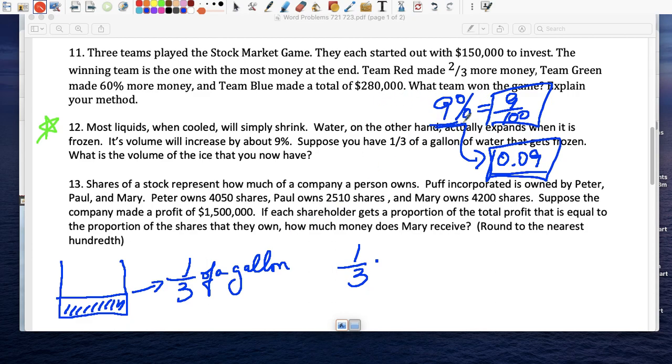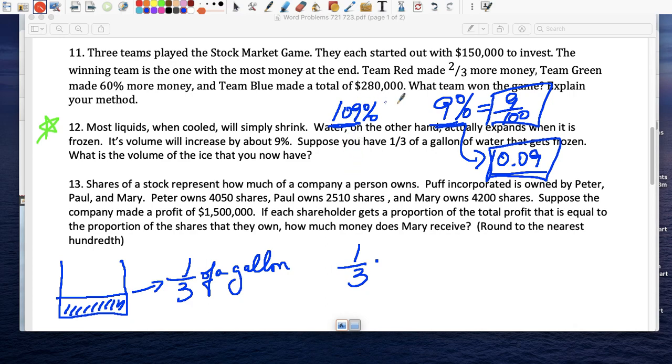But remember that if you want to know the final answer, yes, you can multiply 1/3 times 9 over 100, find out what that is, and then you're going to add the product to 1/3 again to find your final answer. Or you can multiply this again. Instead of 9%, it's going to be 109%, which is whatever you had before plus the 9%.